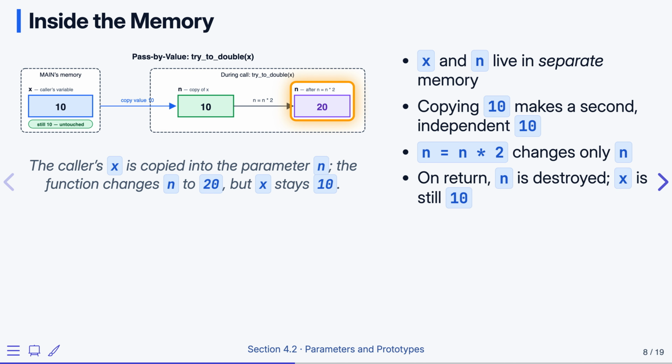Inside the function, we run n equals n times 2. That changes only the parameter, and its copy goes from 10 to 20. And here is the key point. The caller's variable is unchanged. Look back at x, it is still 10, untouched. The function changed only its own copy, never the original.